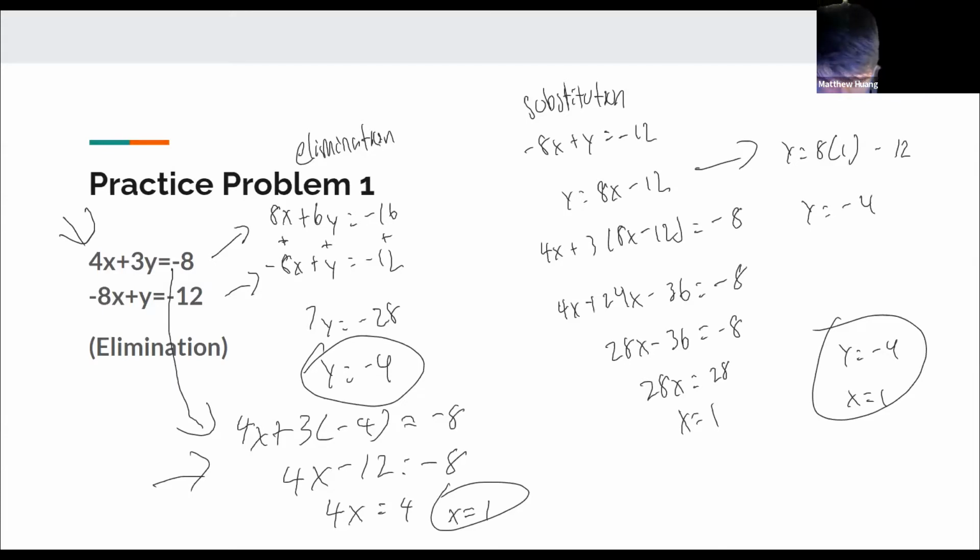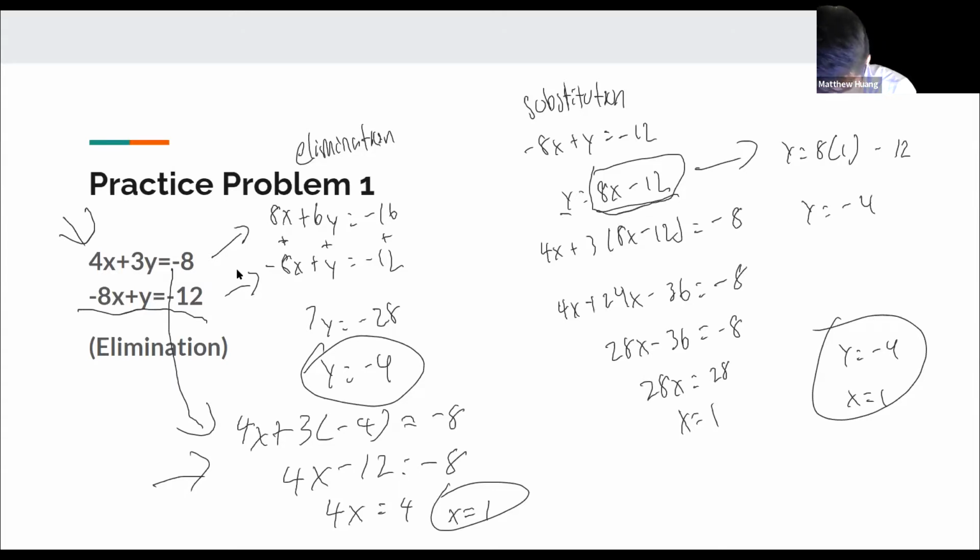So for this one, I took the second equation here, negative 8x plus y is equal to negative 12, since y does not have a coefficient in front of it. So I solved for y, and y is equal to 8x minus 12. I added 8x to both sides to cancel out, just to isolate the y variable. From there, we know what y is equal to, right? This has the same value as this, so we can substitute that back into our other equation.